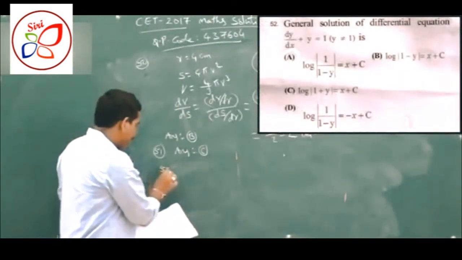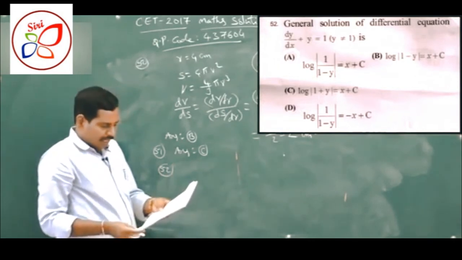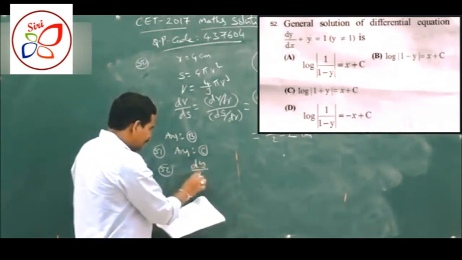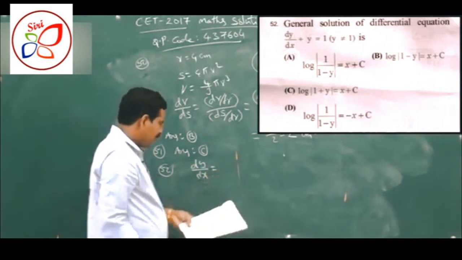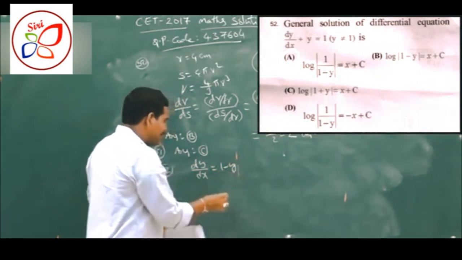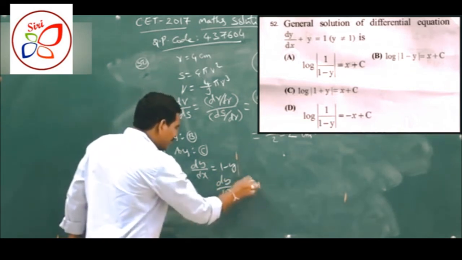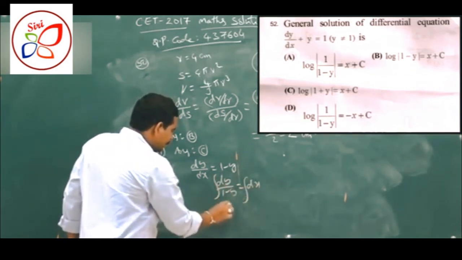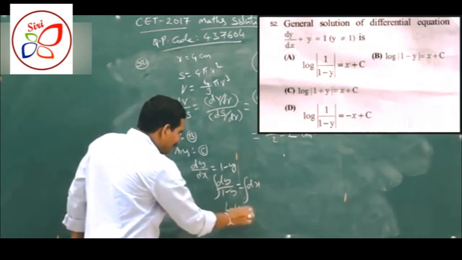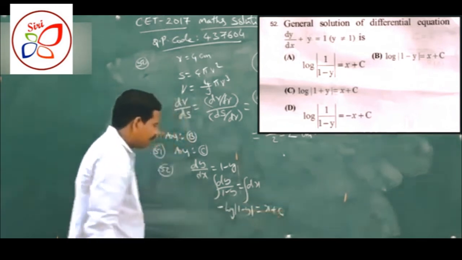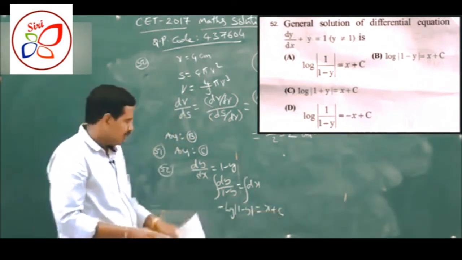52nd. This is from differential equations. The general solution of dy by dx is equal to 1 minus y. Separating x terms and y terms and taking integral, for this log of mod 1 minus y, and for this minus x plus c, which is given in option A.